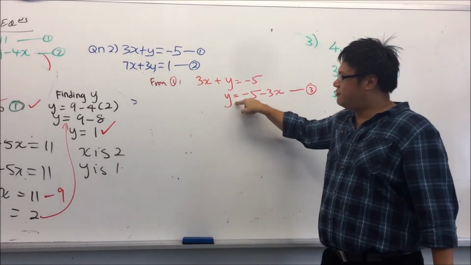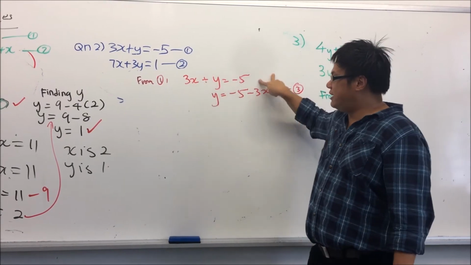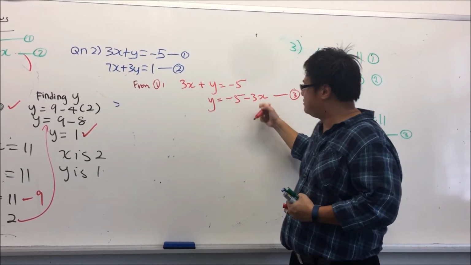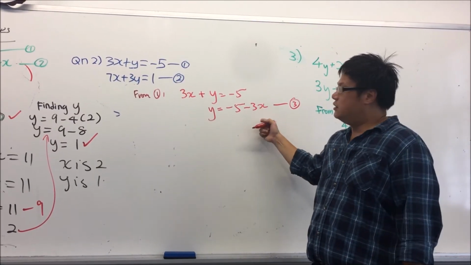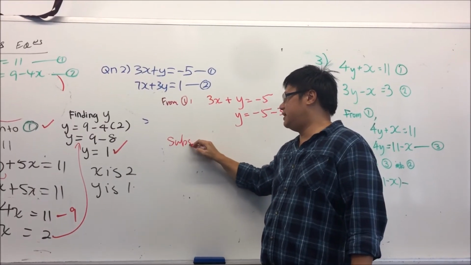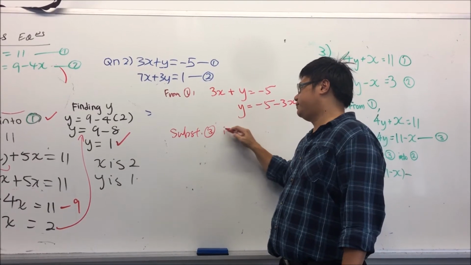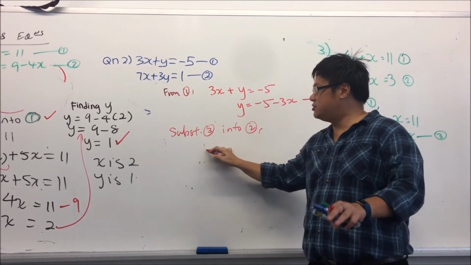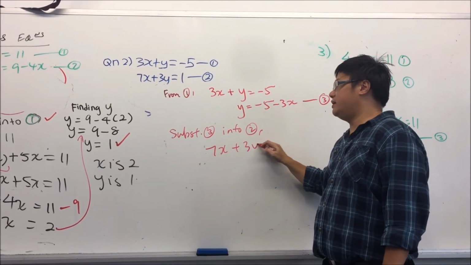I make y the subject of the formula. The 3x, bring to the right hand side, so I have minus 5x minus 3x. Okay, so this is equation 3. So what do I do now? Diana, substitute what? 3 into what? 3 into 2. Very good. Into 2. Okay, so this is 7x plus 3y equals to 1.